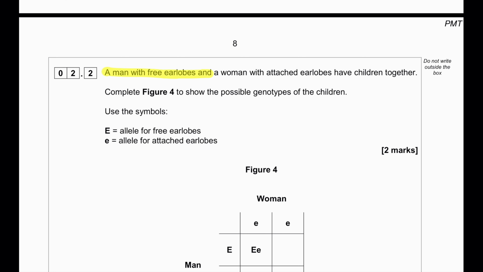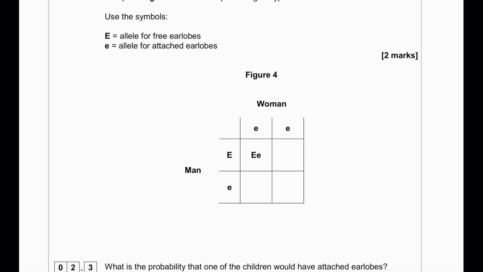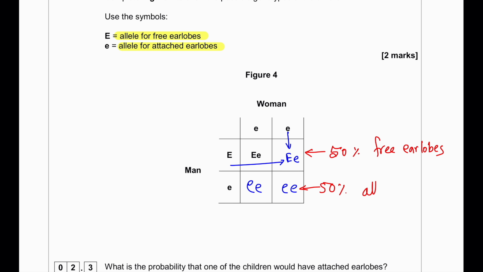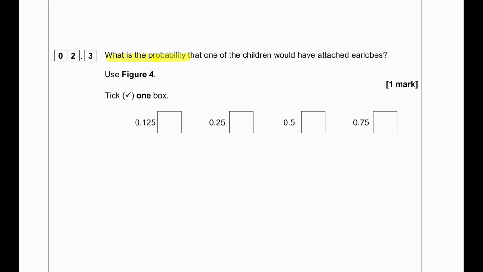A man with free earlobes and a woman with attached earlobes have children together. We can see the figure where capital E is for free earlobes and small e for attached earlobes. So capital E and small e will produce capital E small e, and the other two will be small e small e. So there is a 50% chance of free earlobes and also a 50% chance of attached earlobes. What is the probability that one of the children would have attached earlobes? We can see it is a 50% chance.